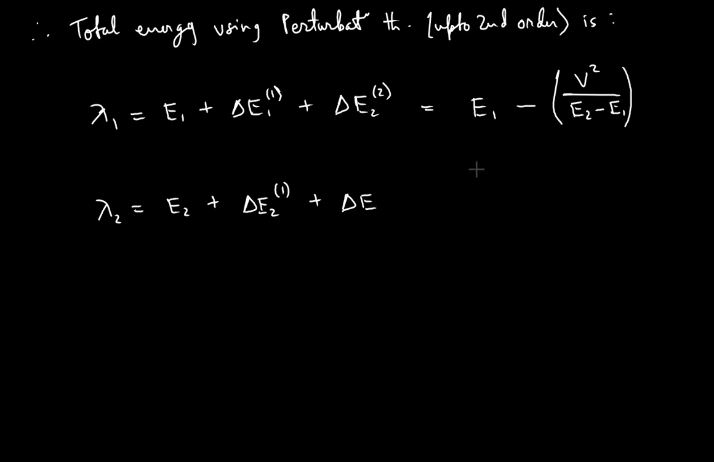Okay, this should also be 1 here. This should also be 1, not 2. And this should be again 2. Okay, now this value is equal to E2 plus V square divided by E2 minus E1.